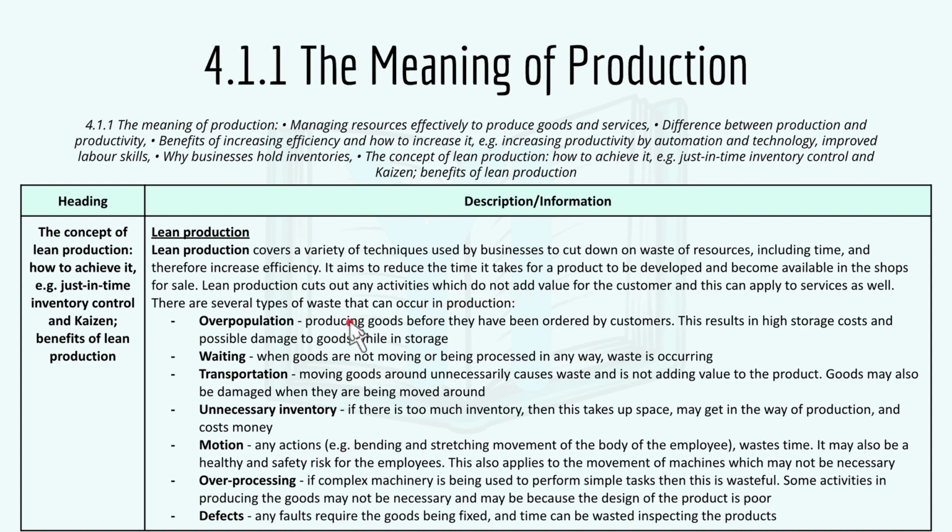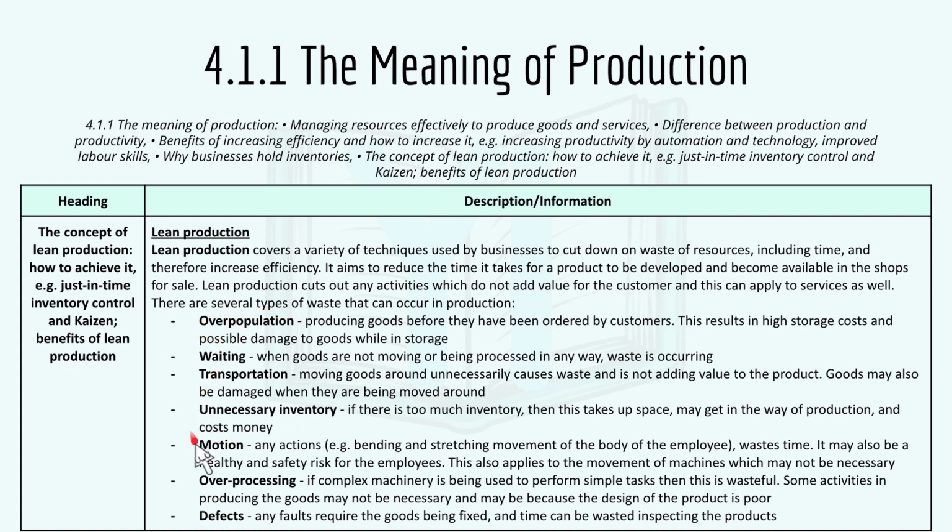There are several types of waste that can occur in production. For example, number 1, overproduction, producing goods before they have been ordered by customers, and this results in high storage costs and possible damage to goods while in storage. Number 2, waiting. When goods are not moving or being processed in any way, waste is occurring. Number 3, transportation. Moving goods around unnecessarily causes waste and is not adding value to the product, and goods may also be damaged when they are being moved around. Number 4, unnecessary inventory. If there's too much inventory, then this takes up space, may get in the way of production and cost money, similar to overproduction.